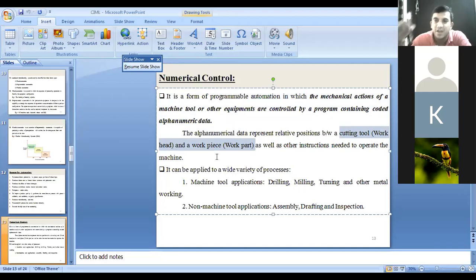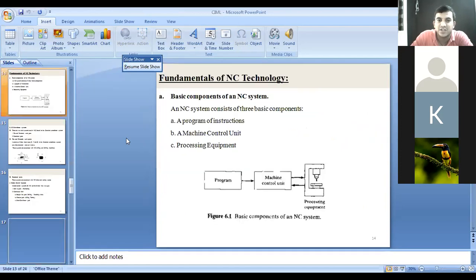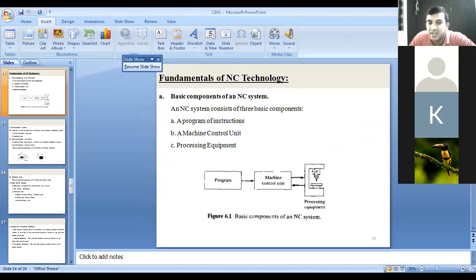With the help of a program. A program contains a set of instructions in the form of alphanumerical data. That is called a numerically controlled machine. What are the fundamental things in numerically controlled machines? There are three basic things.